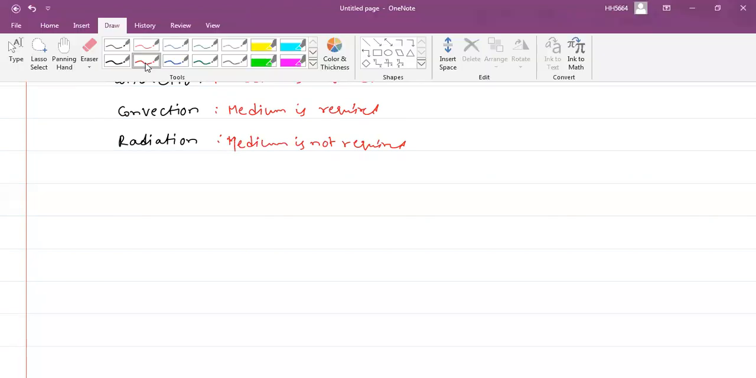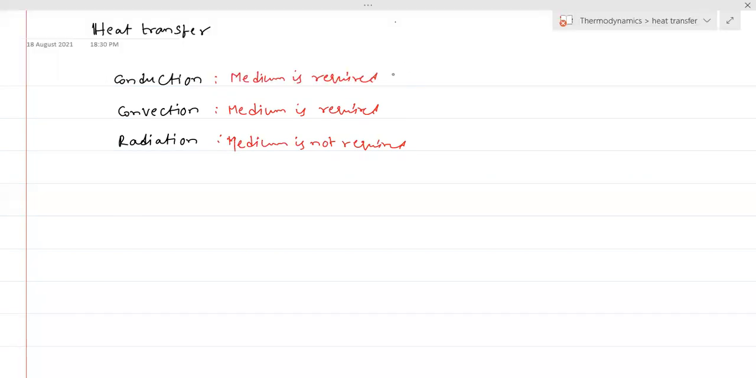In the case of conduction, heat transfer takes place without the actual displacement of molecules. In the case of convection, actual displacement of molecules exists. And in radiation, matter is not required; generally, the heat will be transferred in the form of radiation. So we will discuss one after the other.